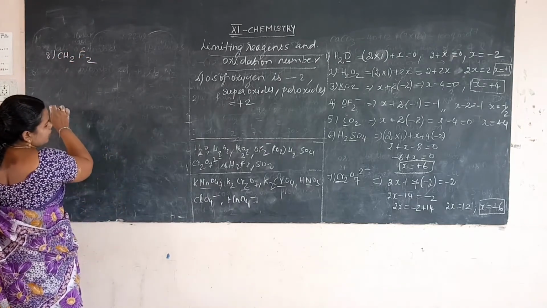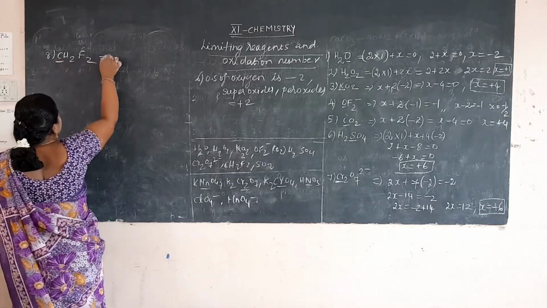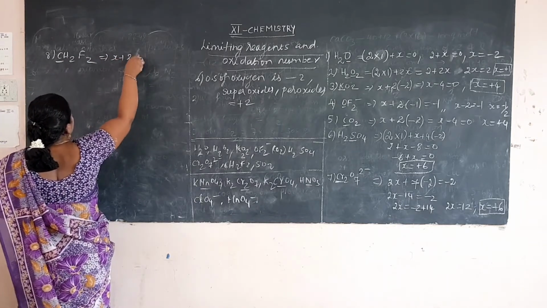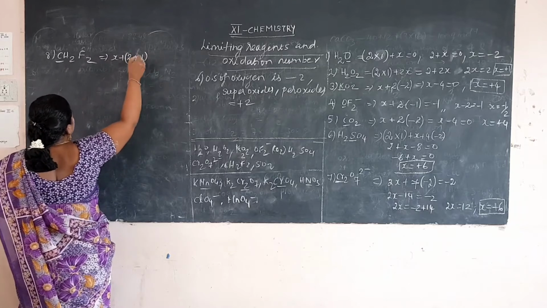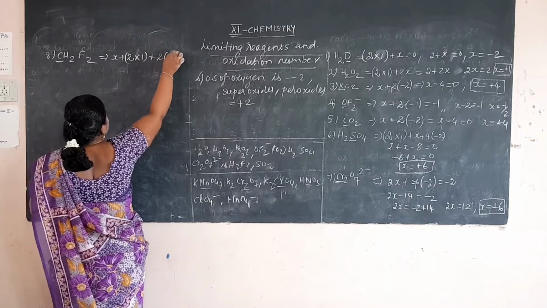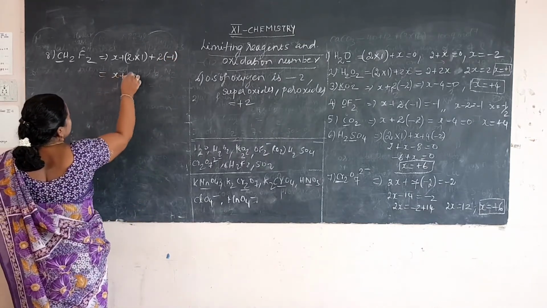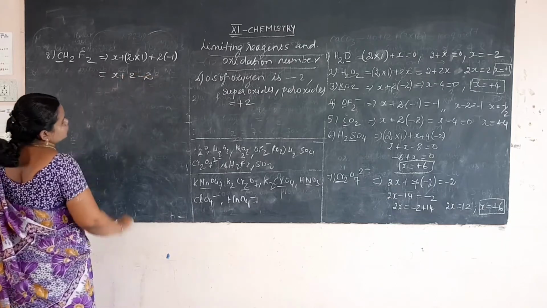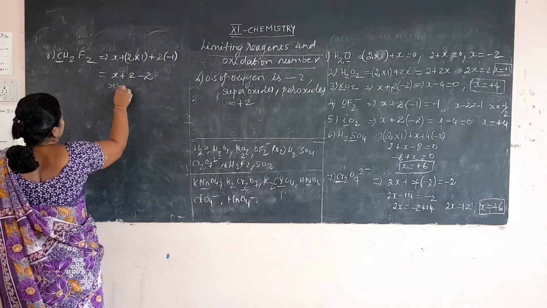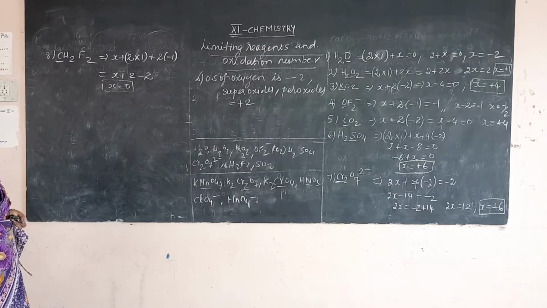CH2F2, we will calculate for carbon. Okay. So X plus 2 into 1, for hydrogen the oxidation state is 1. So 2 into 1 plus 2 fluorine is there, so 2 into minus 1. Okay. So X plus 2 minus 2, so here it will be equal to 0. X equal to 0. 2 minus 2 it will be equal to 0. So 0 oxidation state, okay, for that molecule.